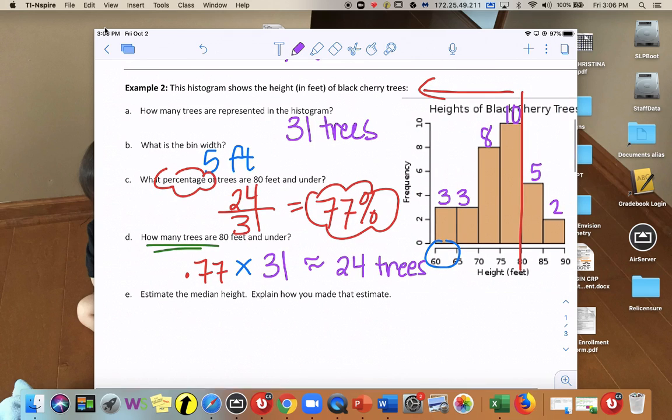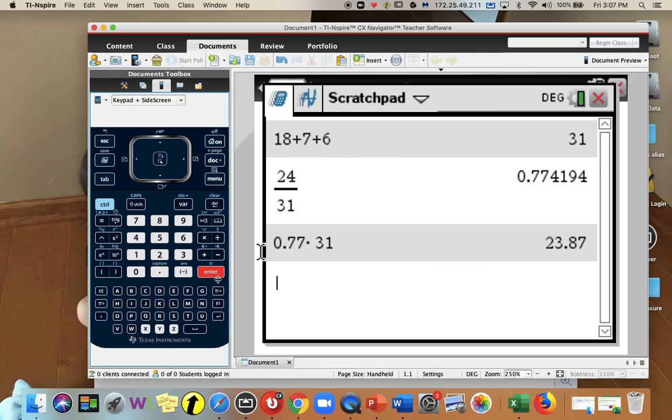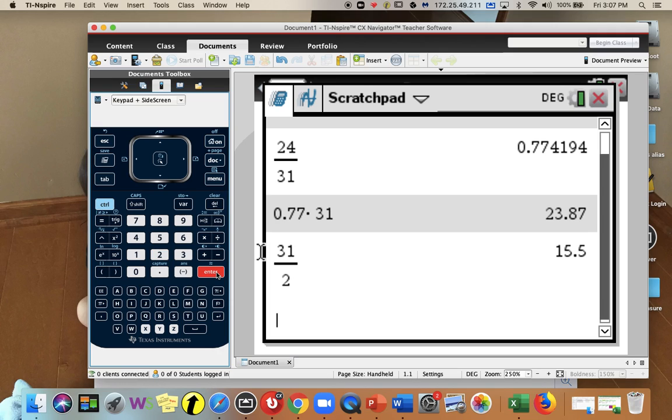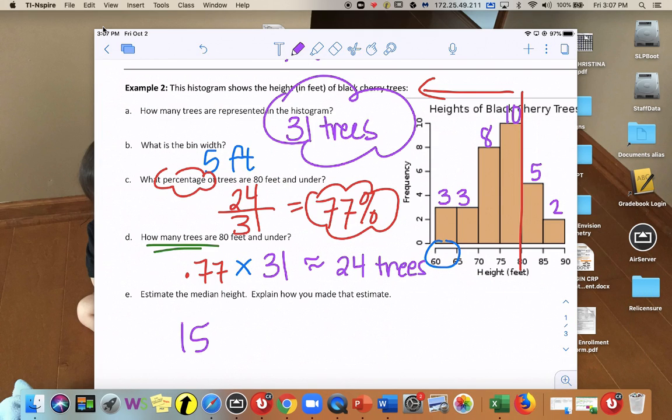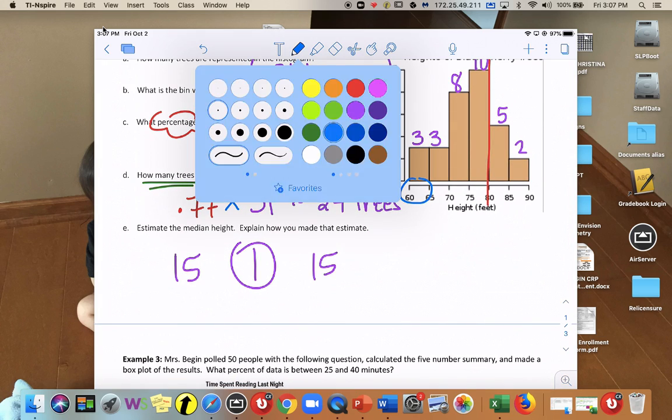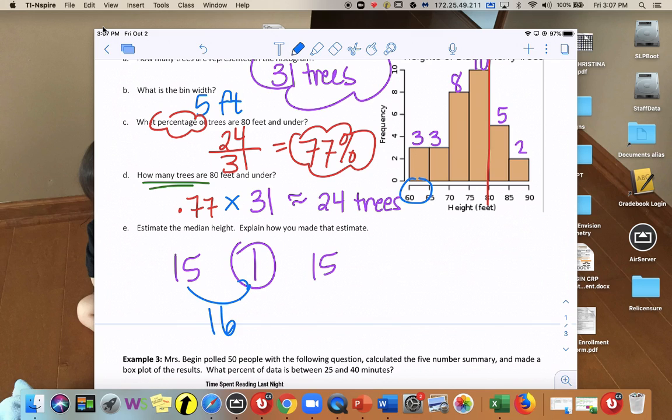And last question in this set, estimate the median height. Explain how you made that estimate. So the median is the middle number. So the middle number of 31 trees, what would that be? I'm going to divide 31 by 2. Okay, so the middle tree is going to be the 16th tree, right? So if there's 15 trees on one side, 15 on the other, and there's that middle one, that would add up to 31. So we need to figure out what is the 16th, or the middle number, the 16th tree.